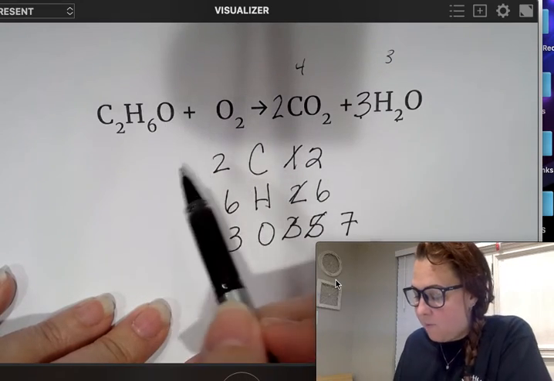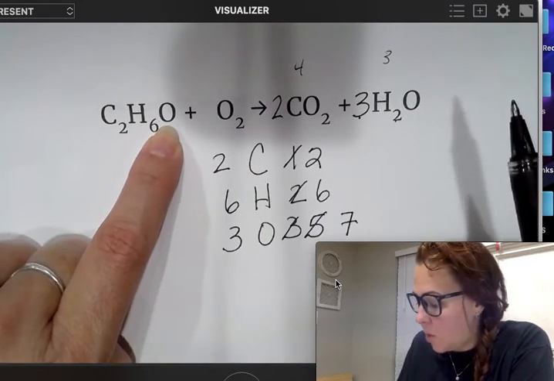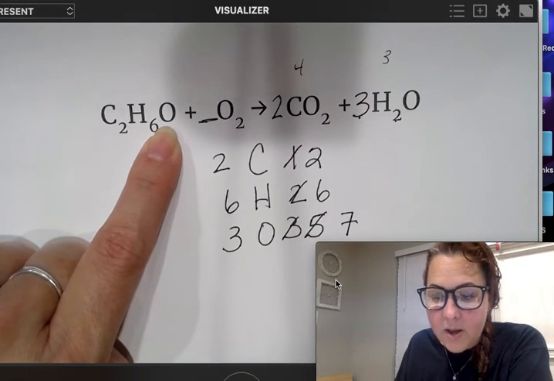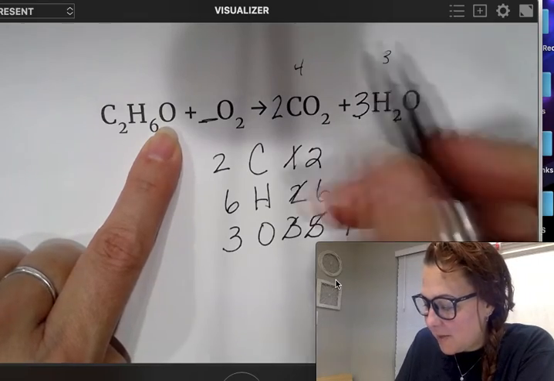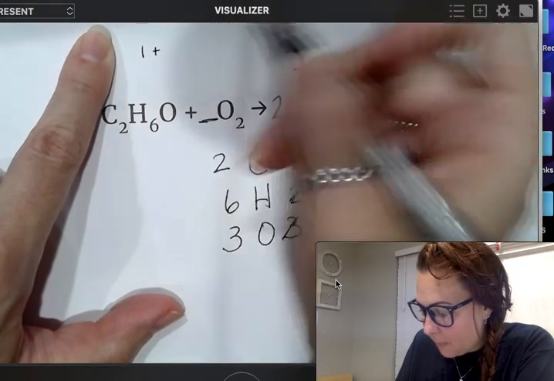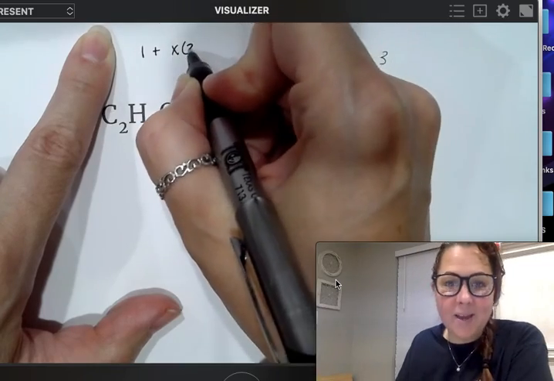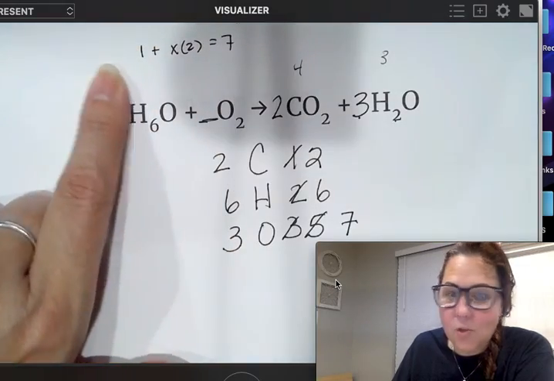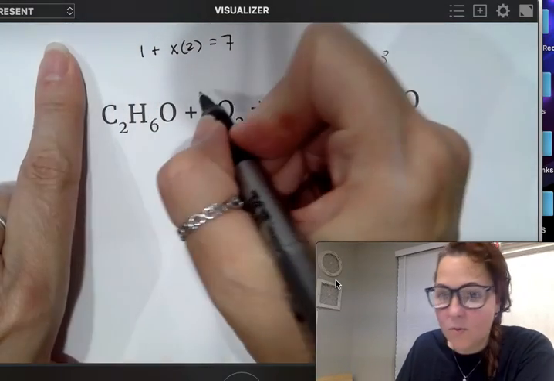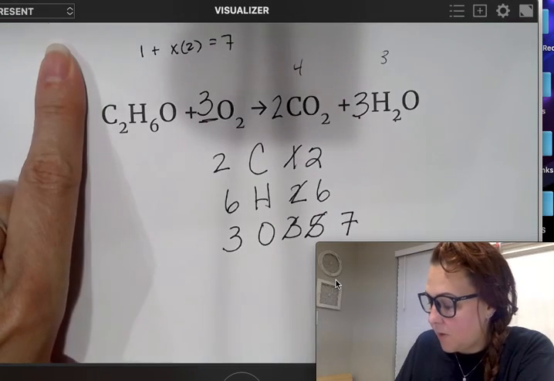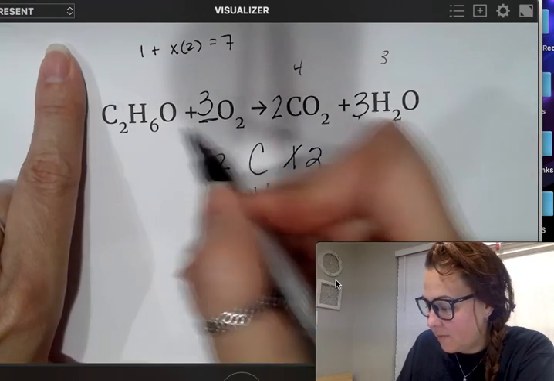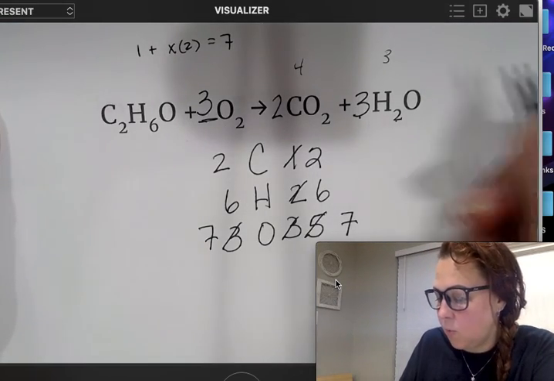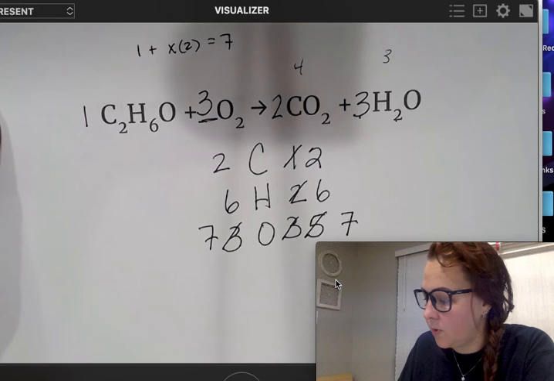Now looking at this, I have 1 broken off, and no matter what, I'm going to put something here times 2. So we kind of have to think through some algebra here. I have basically 1 plus x times 2, and it has to equal 7. So if I put a 3 right here, 3 times 2 is 6, plus 1 is 7. So now I have a balanced reaction. Again, you can write that number 1 there if you want to or not. It's a ghost, it doesn't really matter.